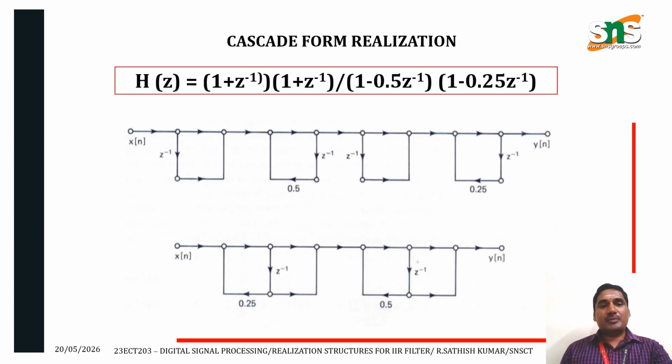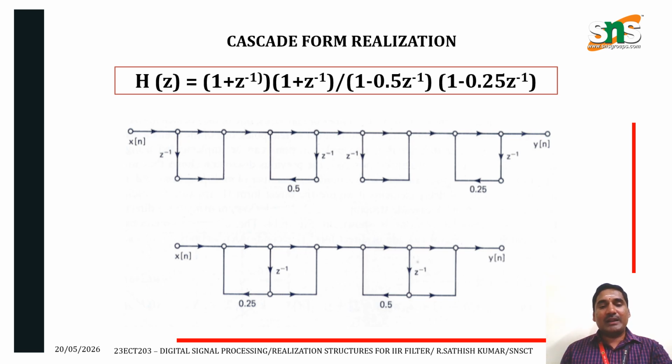Next one, cascade form realization. H of z is equal to 1 plus z inverse into 1 plus z inverse divided by 1 minus 0.5 z inverse into 1 minus 0.25 z inverse. Now all the equations are connected in cascade form realization. We can combine all the 4 equations.